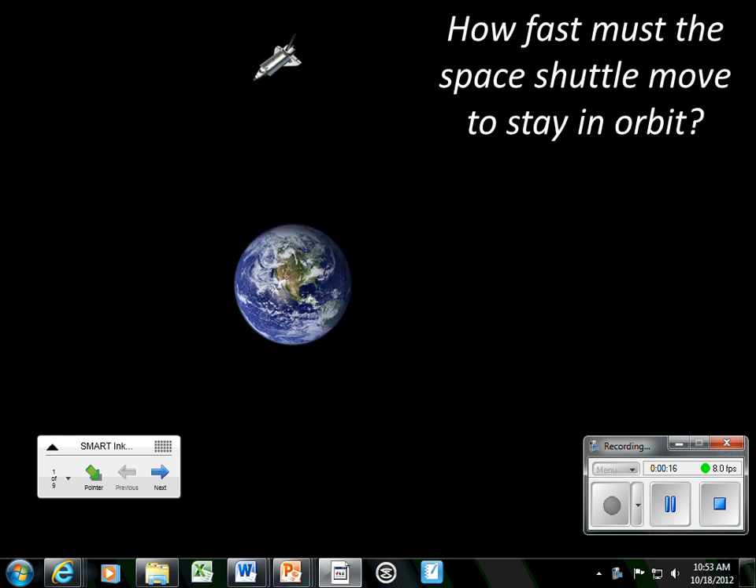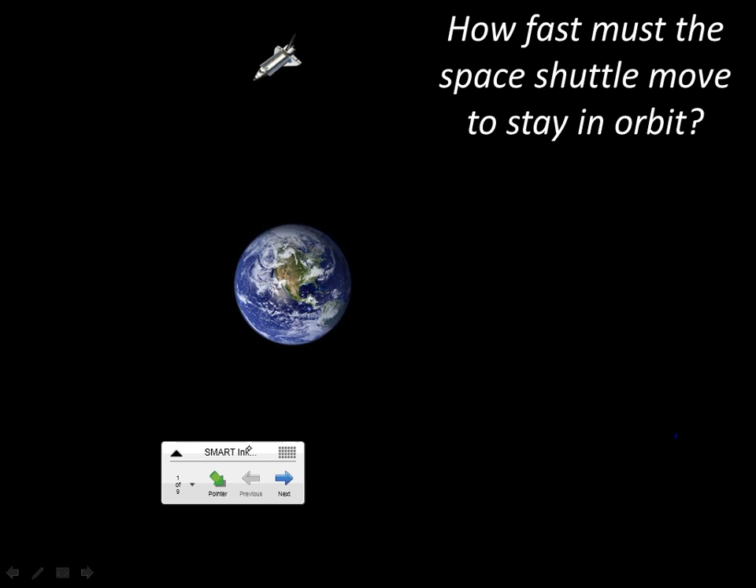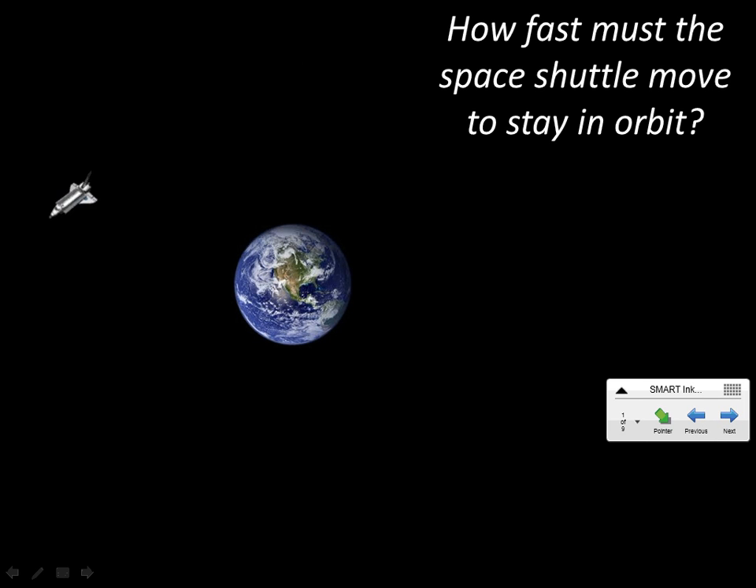Anyway, what we're trying to get at in the next couple of weeks, something like that, is this question, or at least this is one of the big questions we're trying to get at. In general, how fast does the space shuttle have to go to stay in orbit? Well, it depends on a few things. Really, it only depends on one thing, to tell you the truth, if we're talking about orbiting the Earth.